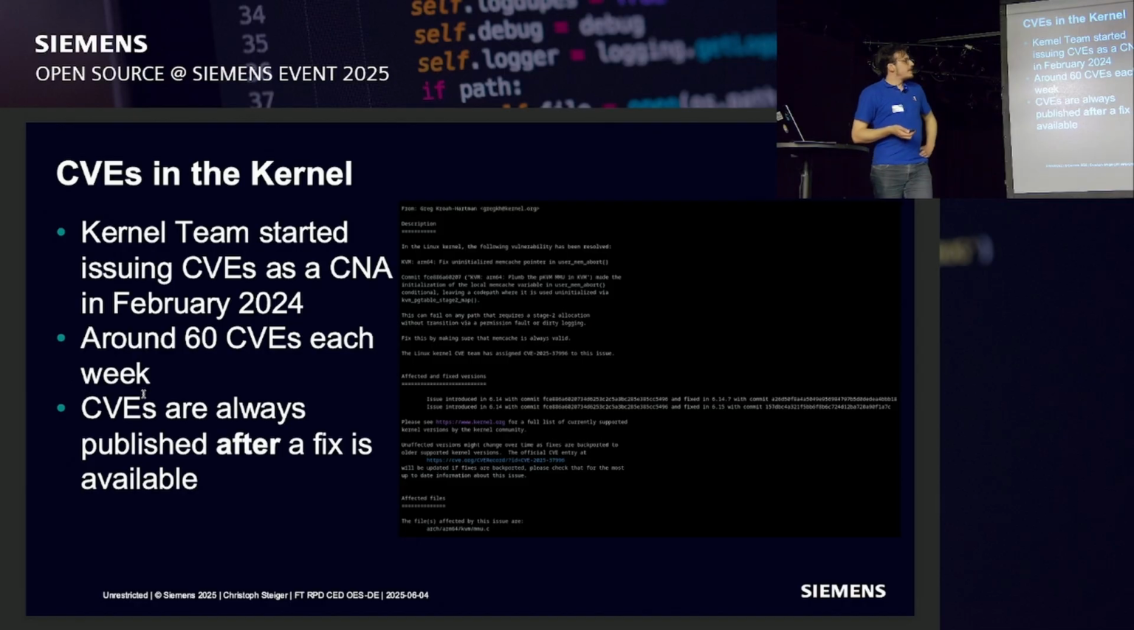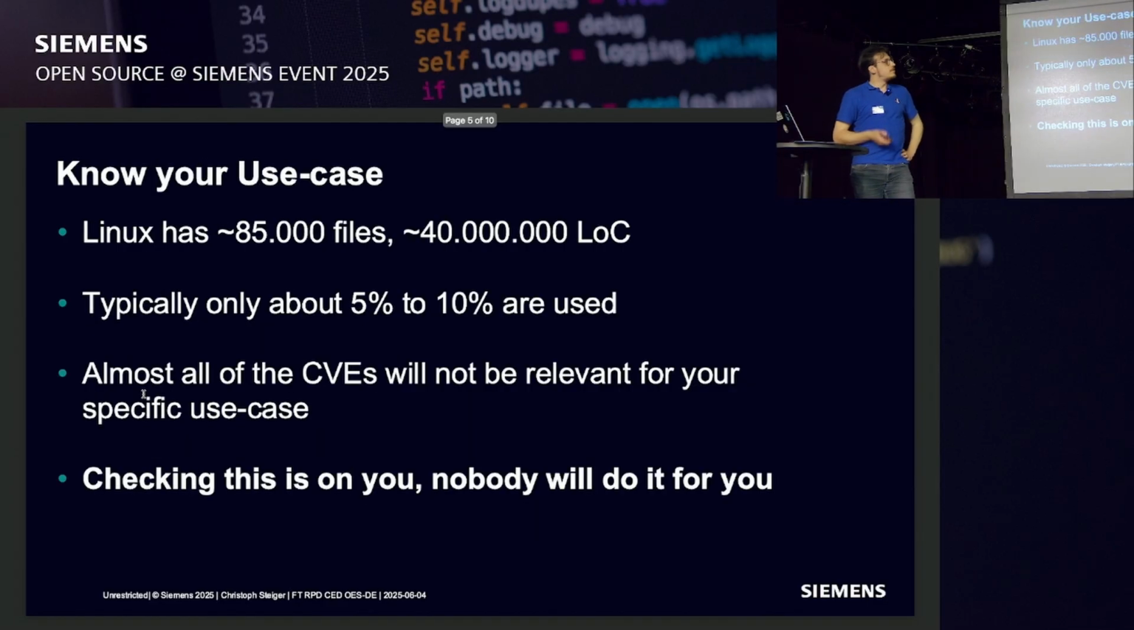Now, if we have a product based on the Linux kernel, and we want to deal with 60 CVEs each week, we need to look at our use case. We need to know it. I already said the Linux kernel is huge in numbers, 85,000 files, 40 million lines of code. That was like 6.10, it's probably more now.